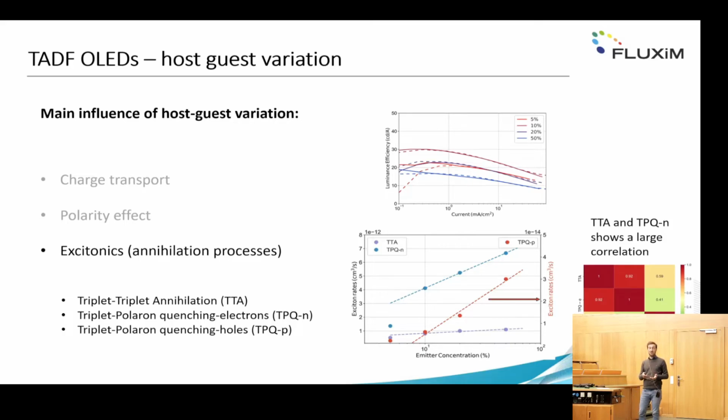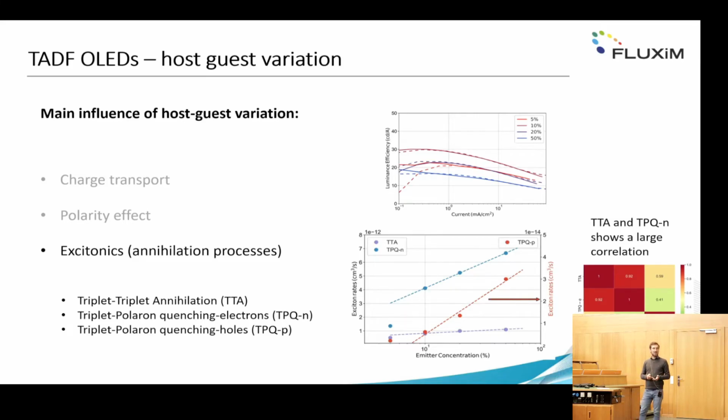And here in fact we evaluated also the correlation matrix of this fit, and we can see that the correlation between the triplet-polaron quenching from electrons and TTA is super large, it's 0.92. So from this fact, I would say that yes, we can find numbers for these two processes, but I would be careful by arguing that these numbers are super correct and we can easily distinguish between the two.